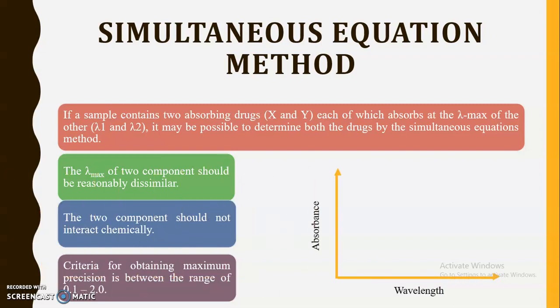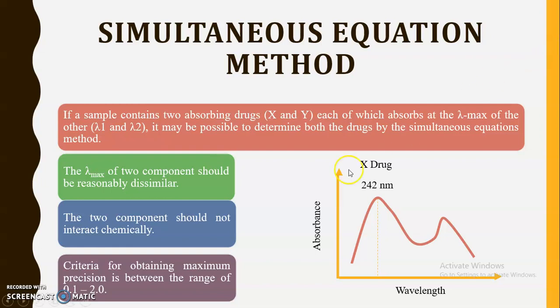Now I will explain it with the help of a diagram here. In the simultaneous equation method, we carry out plotting of a graph between absorbance and wavelength. Now suppose this is the graph of the X drug, which shows the lambda max of the X drug at 242 nanometer.